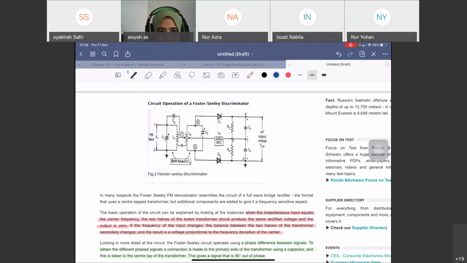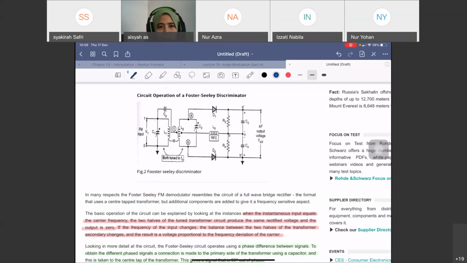So actually, the circuit is the same. We have the tuned circuits that consist of C1, L1, L2, and C2. But for the Foster Seeley, it has the addition of the CP decoupling capacitor at the center of the secondary transformer, and also the inductor at the center of the transformer also.